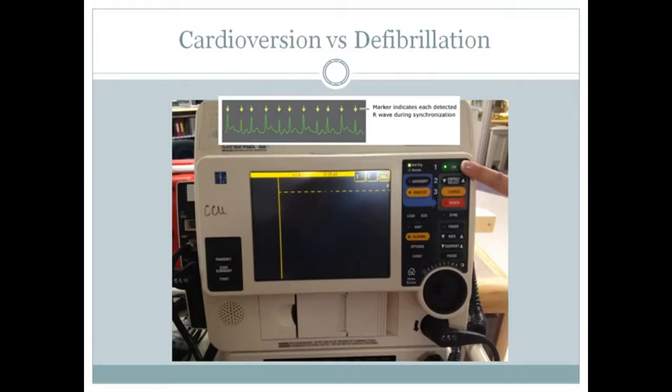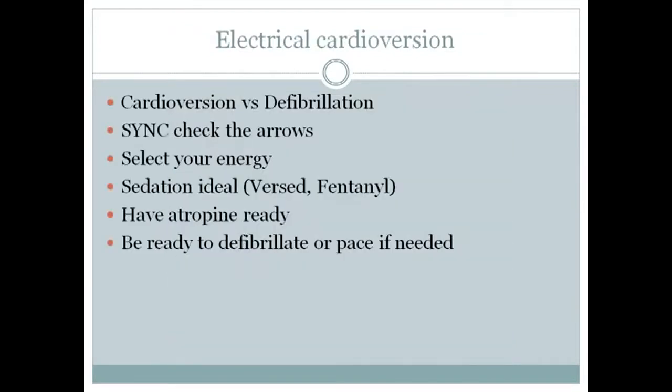The idea is, if you give a non-synchronized shock, it can land in the T wave, and R-on-T is going to give you ventricular fibrillation. It's good because you're shocking, you just need to shock him again, but if you can avoid that, you're going to live longer.